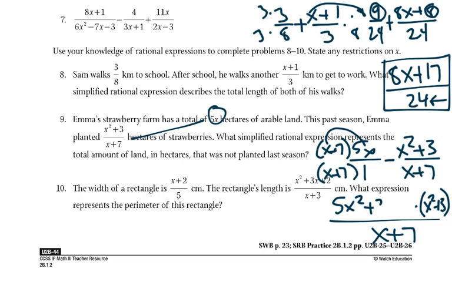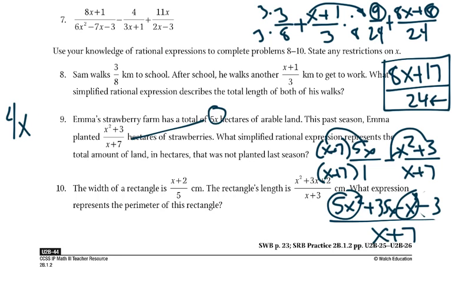So we'd end up with 35x minus x squared and then minus 3, because that minus includes x squared and 3. So 5x squared minus x squared would be x to the 4th. Crap, not that. 4x squared plus 35x minus 3, all over x plus 7.